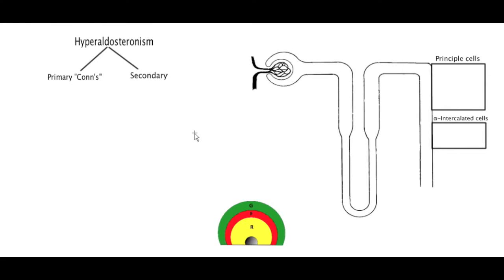Hey guys, today we're going to talk about hyperaldosteronism, which we can divide into the primary, also known as Conn syndrome, or secondary. But before we get into that, let's just talk about a normal patient with a low blood pressure. When someone has low blood pressure, we have these baroreceptors located in the afferent arterioles of the kidney. They're located right here. And they're going to sense this low blood pressure. Once they do, they're going to secrete these enzymes called renin.